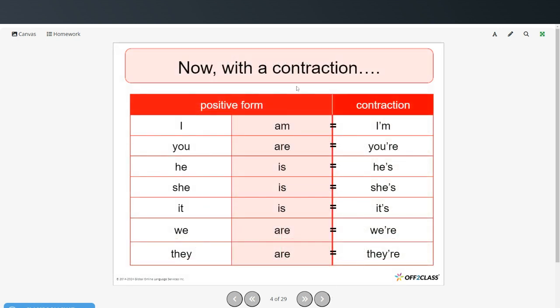We can also form a contraction with all of these. So I am can be shortened to I'm, you are to you're, he is to he's, she is to she's, it is shortens to it's, we are shortens to we're, and they are shortens to they're.